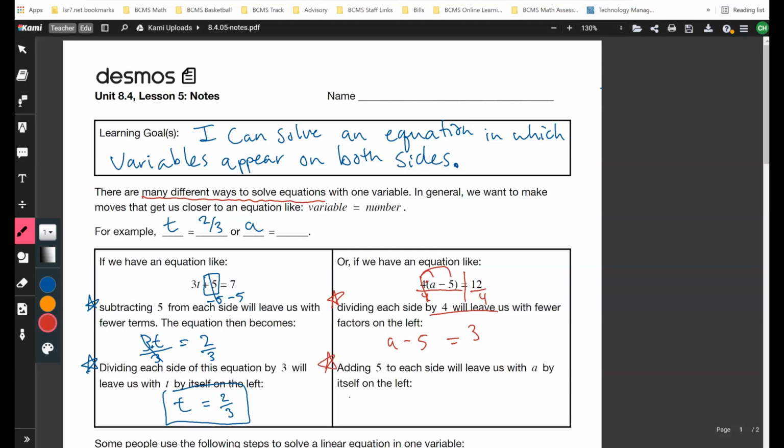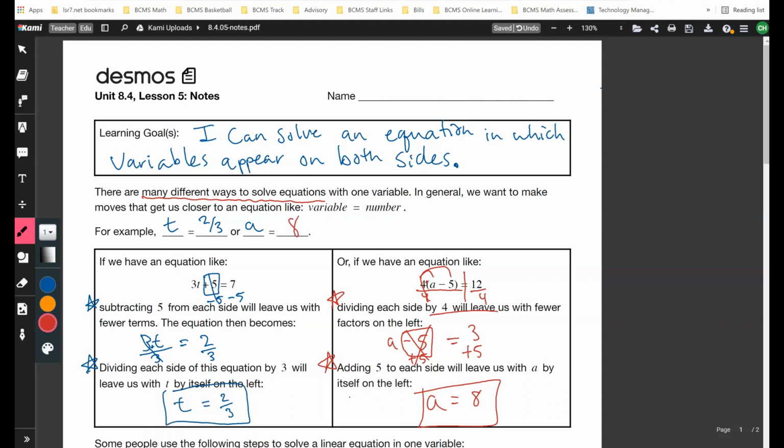Okay, and then we get down to a one-step equation because I want to know what a equals, so I have to get rid of this plus 5. So like it says, I'm going to add 5 to each side, and that would leave a by itself because a negative 5 plus 5 eliminates. If I add 5 to 3, now I'm left with a equals 8. So that's another way I could get that answer, okay?